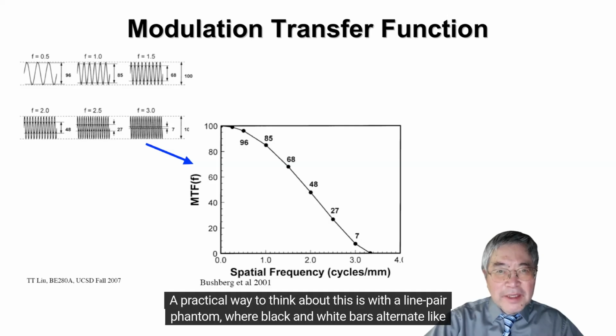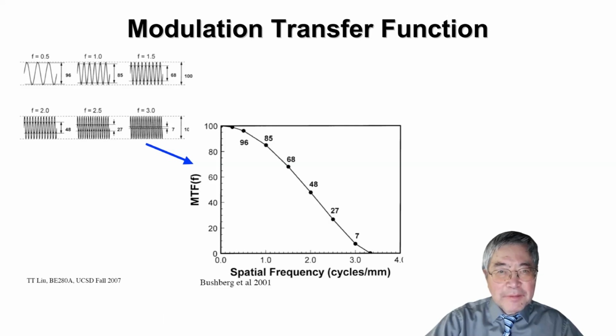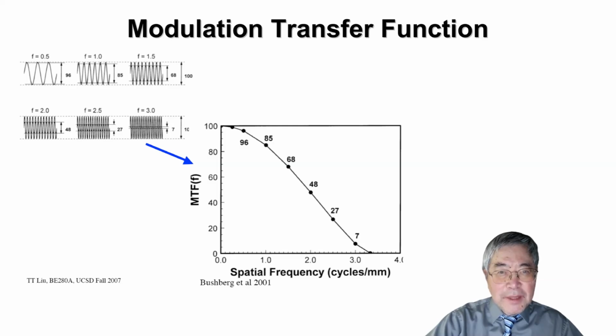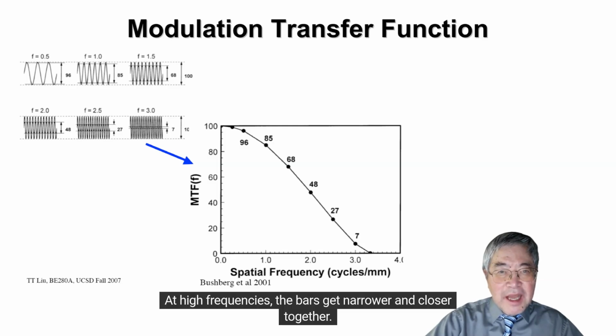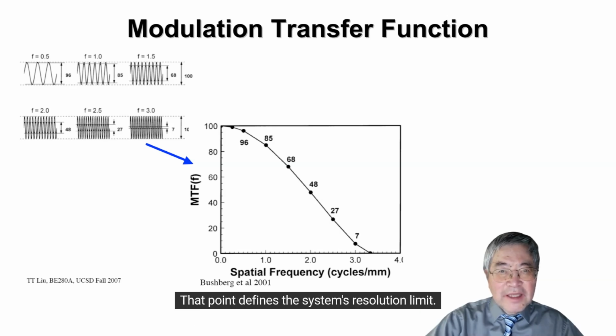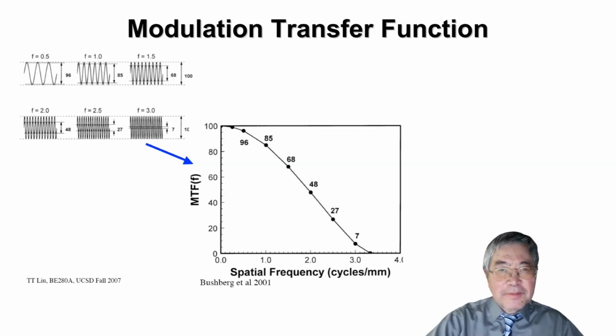A practical way to think about this is with a line pair phantom, where black and white bars alternate like a test pattern. At low frequencies, the bars are wide and the system can reproduce them clearly. At high frequencies, the bars get narrower and closer together. At some point, the system can no longer distinguish the bars. They blur into a uniform gray. That point defines the system's resolution limit.